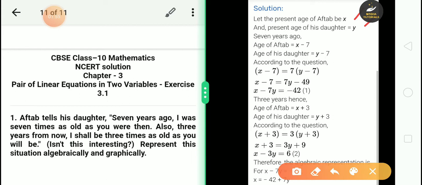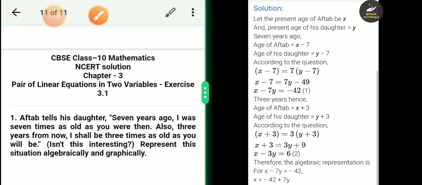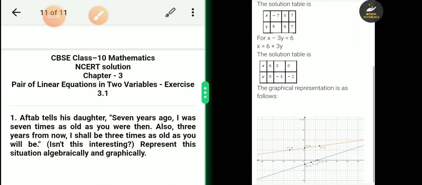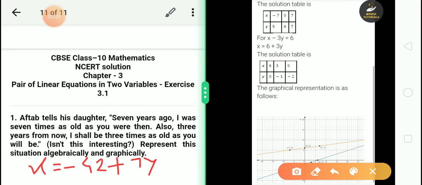Okay, now we'll move to the graphical representation. For equation 1, x minus 7y is equal to minus 42, we can write x is equal to minus 42 plus 7y. So please remember x is equal to minus 42 plus 7y. In this equation, we will assume some values of y to find the values of x. First we are assuming y is equal to 5. So 7 fives are 35, minus 42 plus 35 is minus 7.